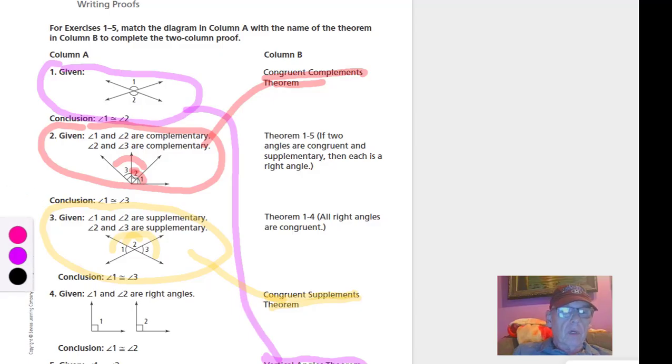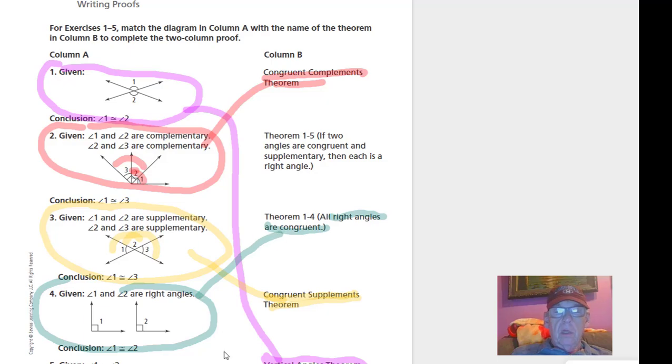Okay, let's look at number 4. Given that angle 1 and angle 2 are right angles, we want to conclude that these right angles are equal. Theorem 1.4, all right angles are congruent. So, basically, if you get two angles that are given as right angles, your supporting reason would be right angles are congruent. Right angles are congruent, and that's our theorem 1.4. So number 4 is the idea that all right angles are congruent.